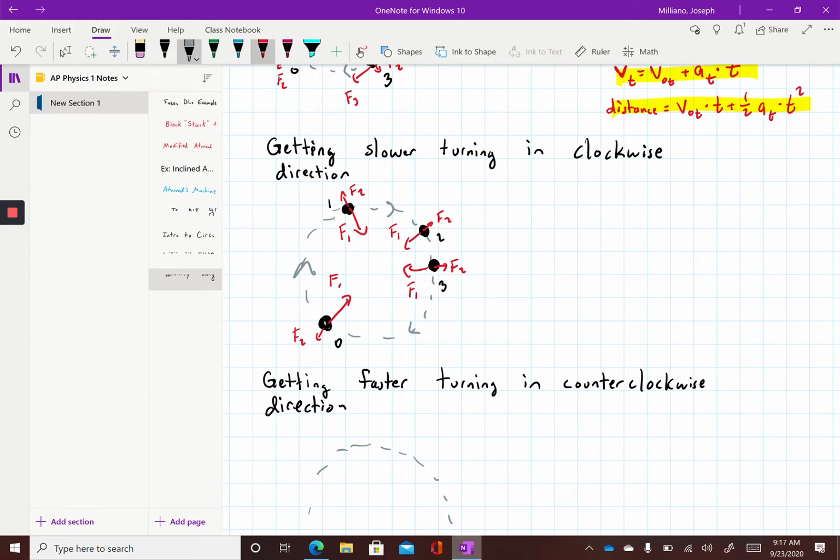So for turning, we can add up the forces in the radial direction, which would be F1 minus F2 in this example, and that's got to be equal to m times your turning acceleration.